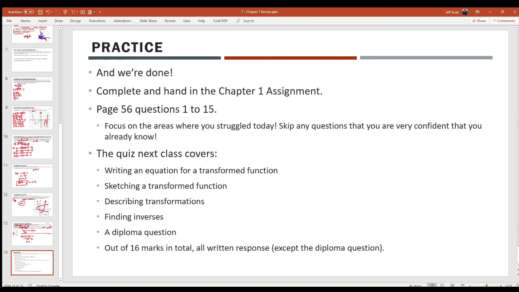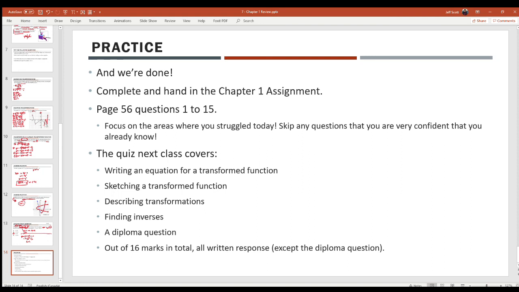The quiz next class is going to cover the following things. Writing an equation for a transformed function, right? So in other words, if I say you're going left 4 and up 2 and you're doing a vertical stretch by 3 and all these things, you need to know how to make an equation from that. You're also going to need to know how to sketch a transformed function. We did a couple like that today as well. You need to be able to describe transformations, so in other words, put it down in words what's happening.